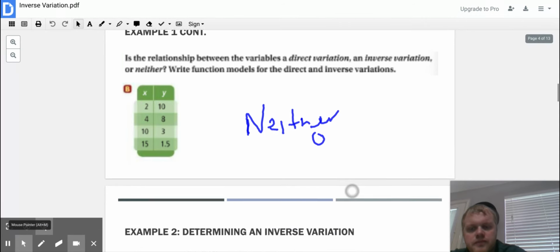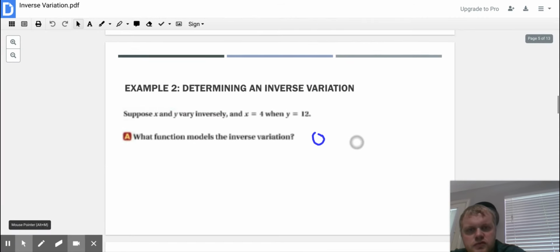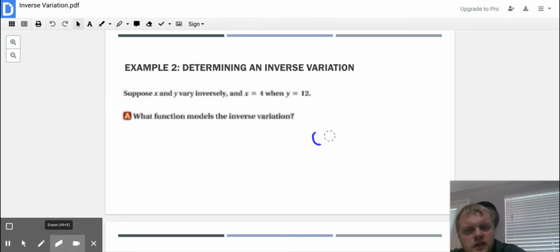Okay. All right. Example 2. I don't know why it keeps doing that.